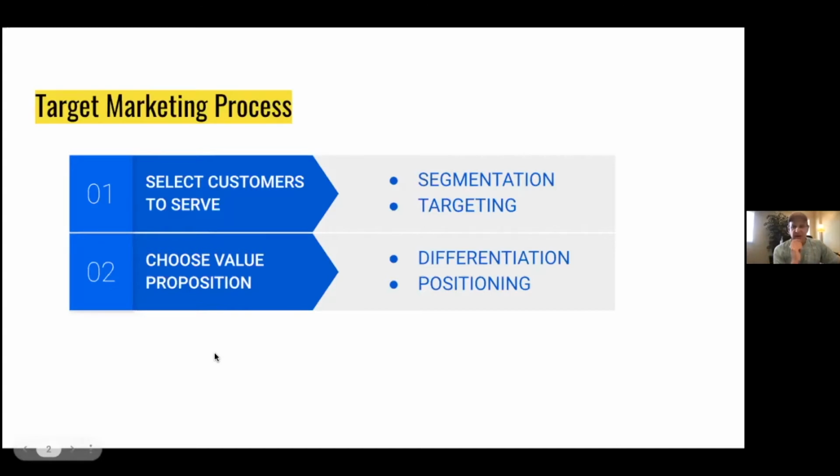Okay. Targeting is very key. We'll go through that next week. Actually the week after next.